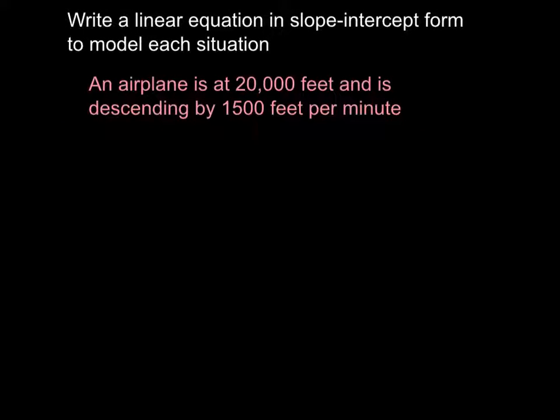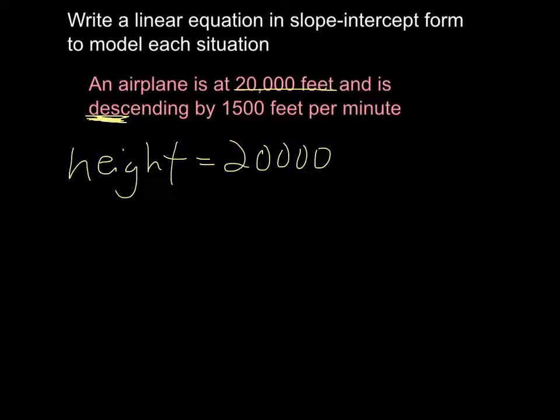In this scenario, an airplane starts at 20,000 feet and is descending by 1,500 feet per minute. The starting height is the thing that's not going to change. He starts at 20,000 feet. The word descending is one of those words that means going down. It says descending, decreasing. So we know that his height starts at 20,000 feet and is decreasing at 1,500 feet per times the number of minutes.